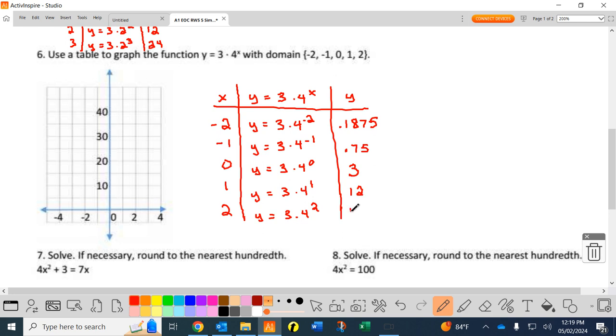Now, I strongly recommend that you don't just copy this, that you actually try typing these in the calculator, because if you can't type them on your own on the day of the EOC, this is not going to help you at all.